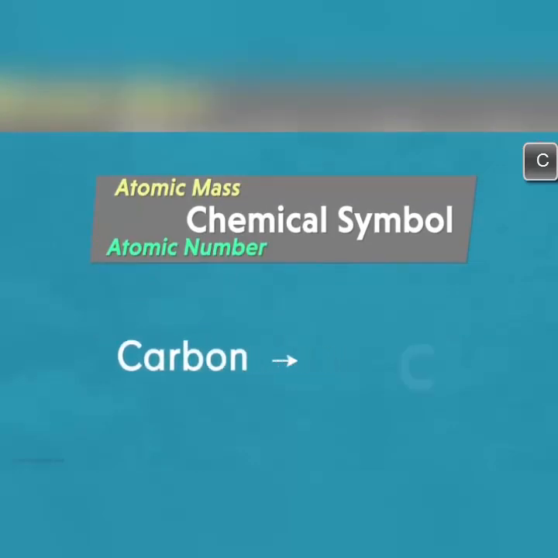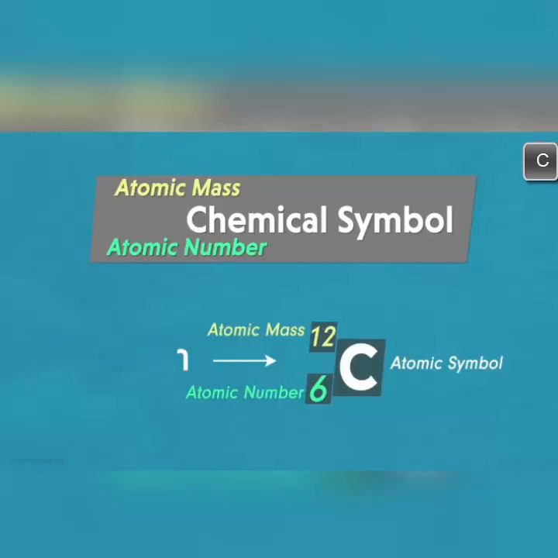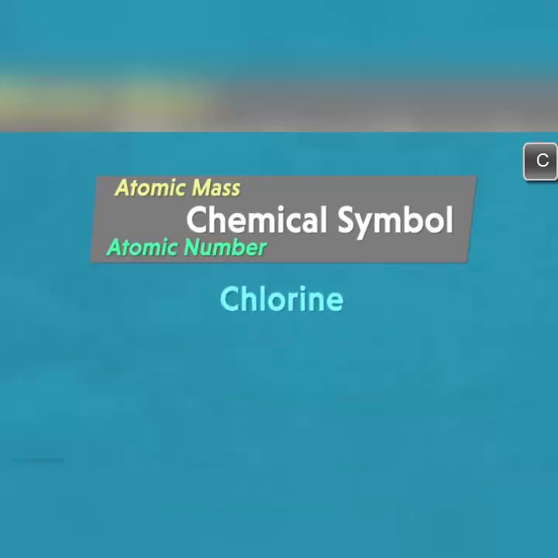For example, carbon: its chemical symbol is C. The atomic number of this is 6 and the atomic mass of carbon is 12. Some more examples for representing the elements with their atomic mass and atomic number: chlorine, where 17 represents the atomic number of the chlorine and 35 represents the atomic mass of the chlorine.